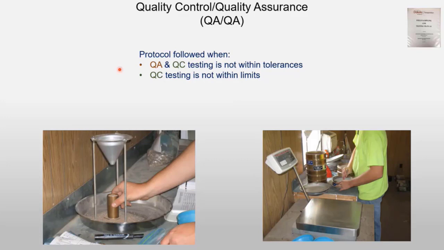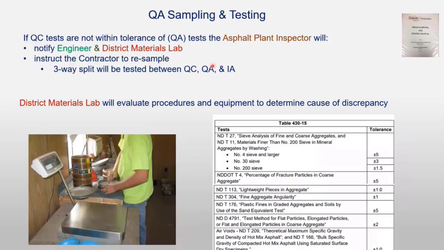So I recommend, read over all these things, especially section 430 of the testing manual, because you're going to use every bit of it. And the same thing with the specifications. And so there are two different things that can happen out there. The QA and the QC can go out of tolerance, or the QC testing itself is not in the limits. There are a couple of different things, but these sort of lead to the same thing.